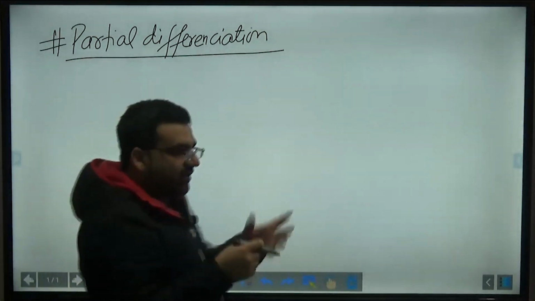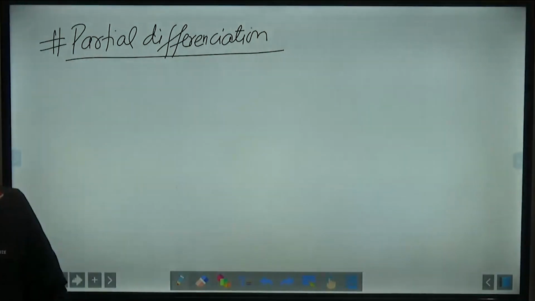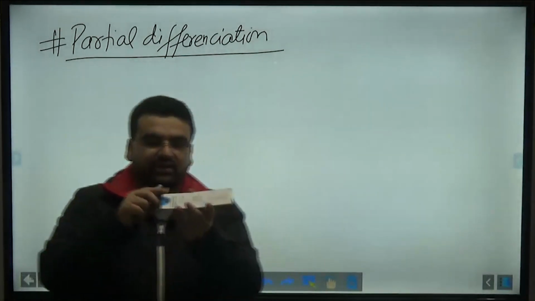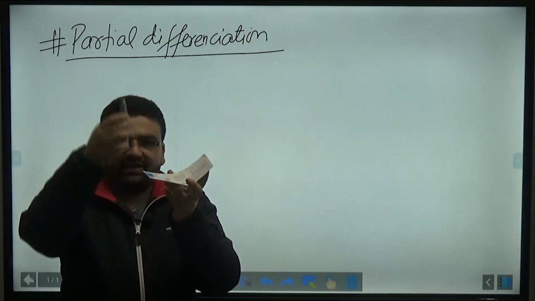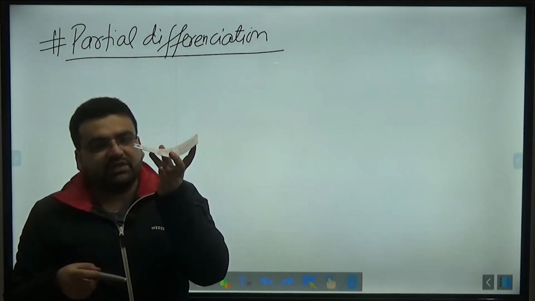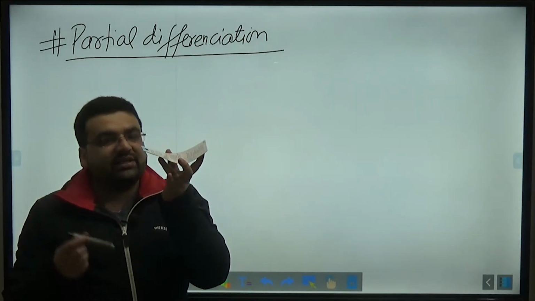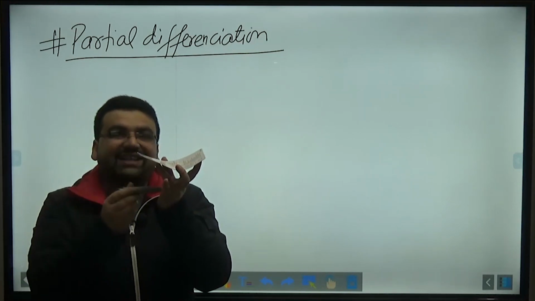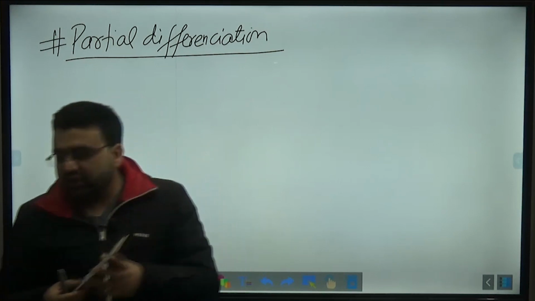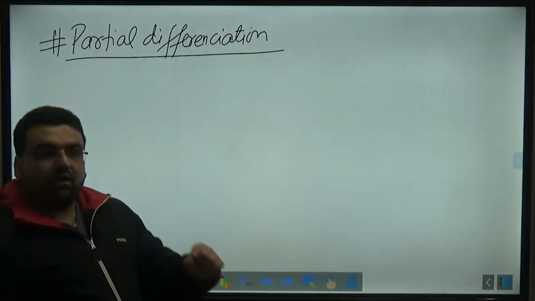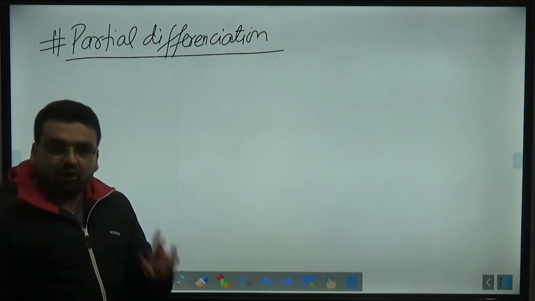So partial differentiation, basically, for example, you have a three-dimensional thing. Let us say we have some cardboard type of thing here. This is my x-axis, this is my y-axis. Now let us say we have this type of surface here. If you draw a tangent, it is making an angle with the y-axis, and it is also making an angle with the x-axis. So this particular surface is making an angle with both the axes. Clear?